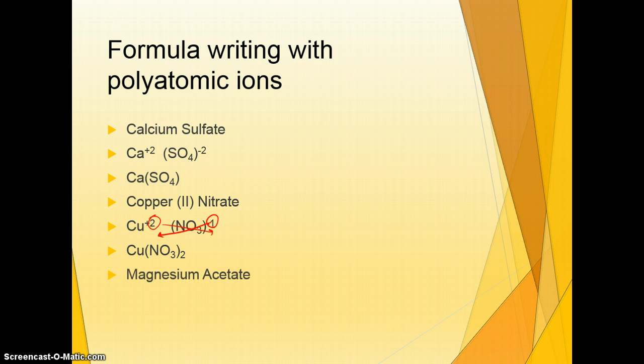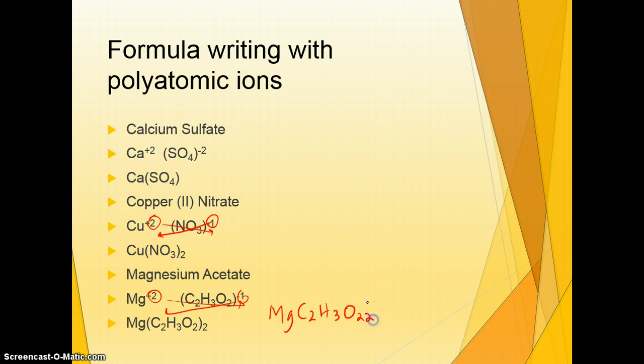And then finally, I have magnesium acetate. So Mg +2, and then C2H3O2 is a -1. Again, I'm going to crisscross them. Bring them down. And I end up with Mg(C2H3O2)2, so there's two of them. Again, in this case, parentheses are very important, because I would have MgC2H3O22, and that would be wrong.